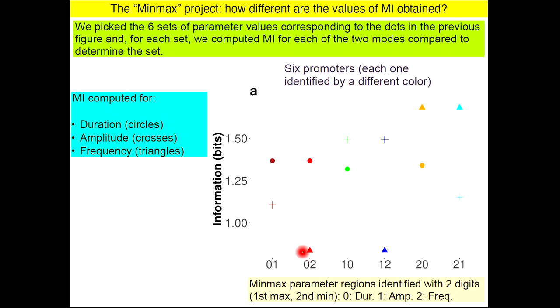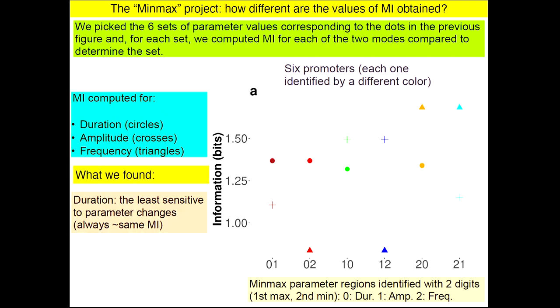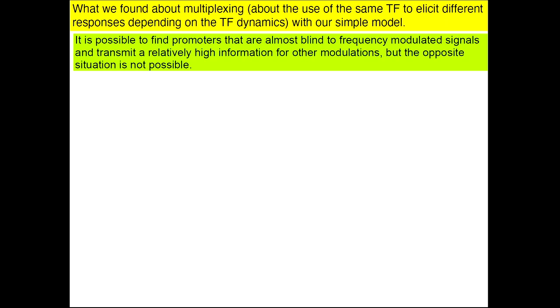While for frequency, when you minimize the transmission for frequency-modulated inputs, you get small transmission of information. And if you are in those promoters that maximize the transmission by frequency, you have a much larger transmission of information. So what we found was the duration was the least sensitive, and frequency was very sensitive. And so you could have some multiplexing in the sense that you could turn off the frequency modulated inputs for some promoters. So we found promoters that could be blind to frequency modulated signals and could transmit good information for the other modulations, but we couldn't find the other option.